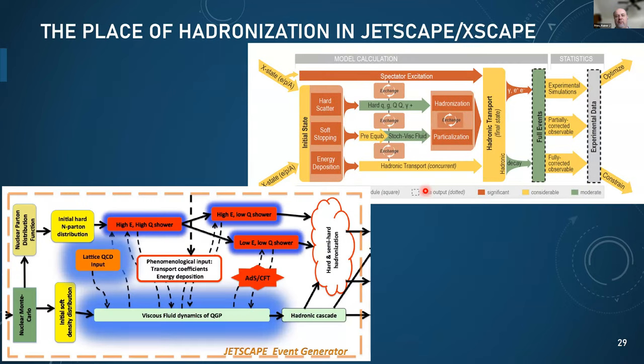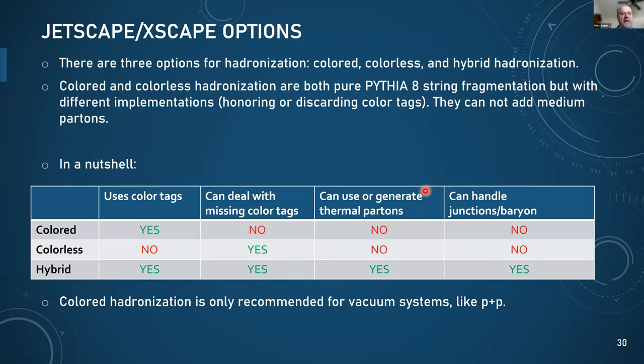Okay, so very briefly, how does this work now in hadronization in JETSCAPE? You have three options, which are called colored, colorless, and hybrid hadronization. Well, hybrid hadronization we talked about already.